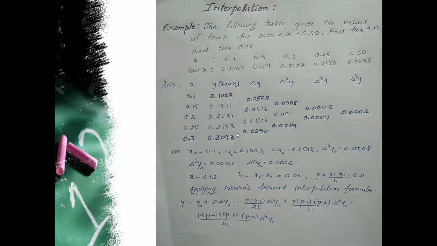Now we'll go to the second one, that is finding tan of 0.26. Here we note down these last values. Our xn becomes 0.3, yn becomes 0.3093, del yn will be 0.0540, del square yn will be 0.0014, del cube yn is 0.0004, and del raised to 4 yn is 0.0002. The value of x we are going to take is 0.26, which is nearer to the last value of the table. Hence we apply the backward interpolation formula, noting all these values.